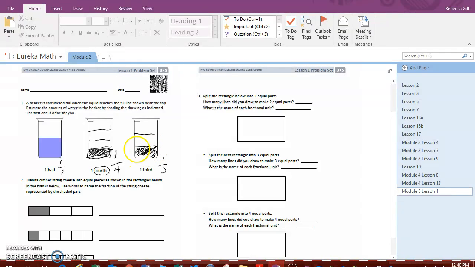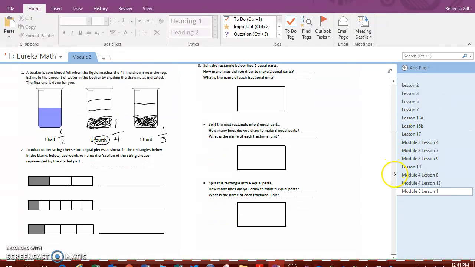And really, when you look at it, your third should be a little bigger than your fourth. Mine's pretty close, but it should be a little bit bigger than your fourth, but not as big as your half. So it should look something like that. Does anybody notice any sort of pattern here that's going on in terms of the denominator and the size of the fractional piece that's shaded? Think about that as we're working through these problems.